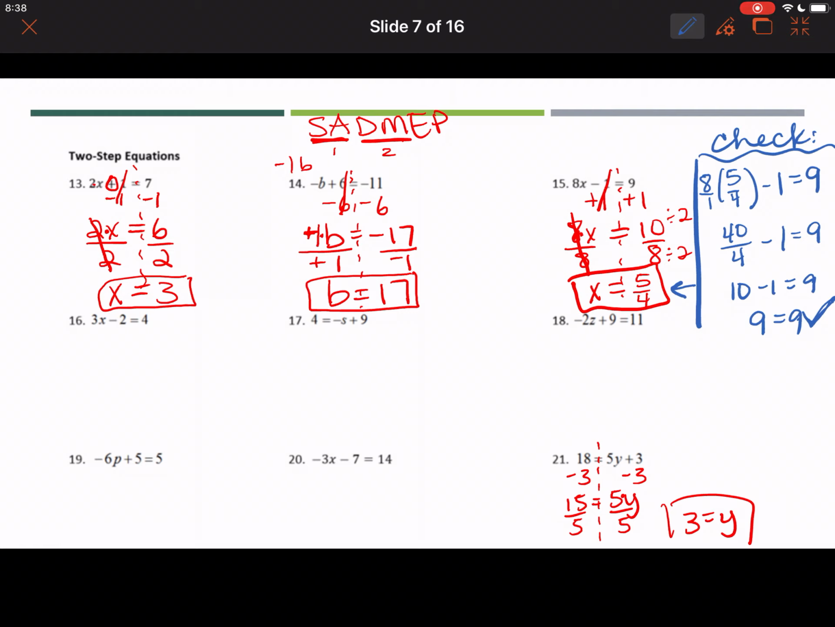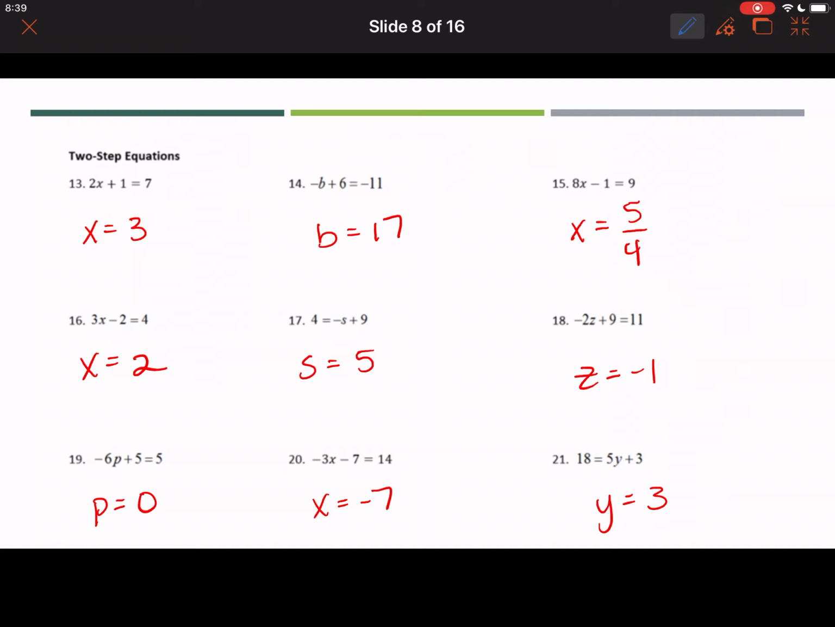All right, welcome back. So hopefully you had time to try these. Let's check answers. So here you go. Take a minute, check your answers. Keep in mind, it doesn't matter what side the variable's on. For example, number 17, you might have gotten 5 is equal to S, and that's okay.